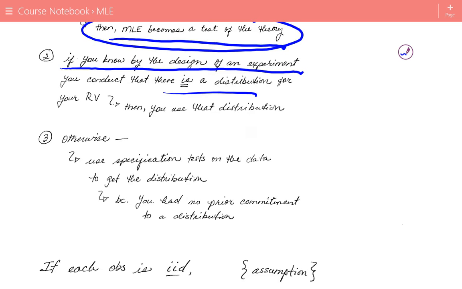Otherwise, if theory did not give you the distribution, or you did not know it by the design, typically we have to come up with a plausible model for the underlying distribution. This is done by specification tests. And so we will use specification tests to see whether a particular candidate distribution is a plausible one. And in addition to the specification of individual functions, we can also cross-compare different distributions to identify the statistically adequate distribution.